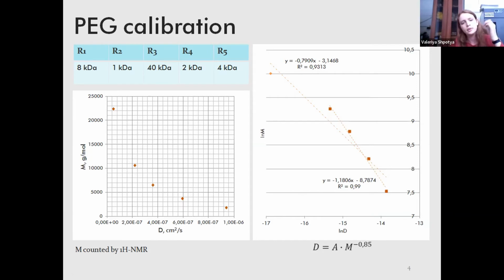We made a calibration curve. As this polymer cannot be described accurately by the model of small spheres, we can only use some empirical law to connect self-diffusion coefficient with molecular mass.